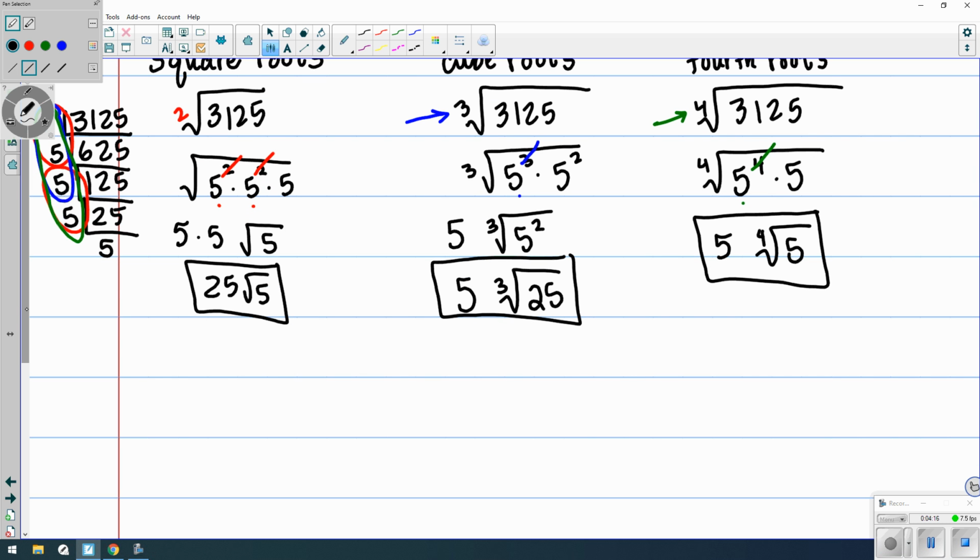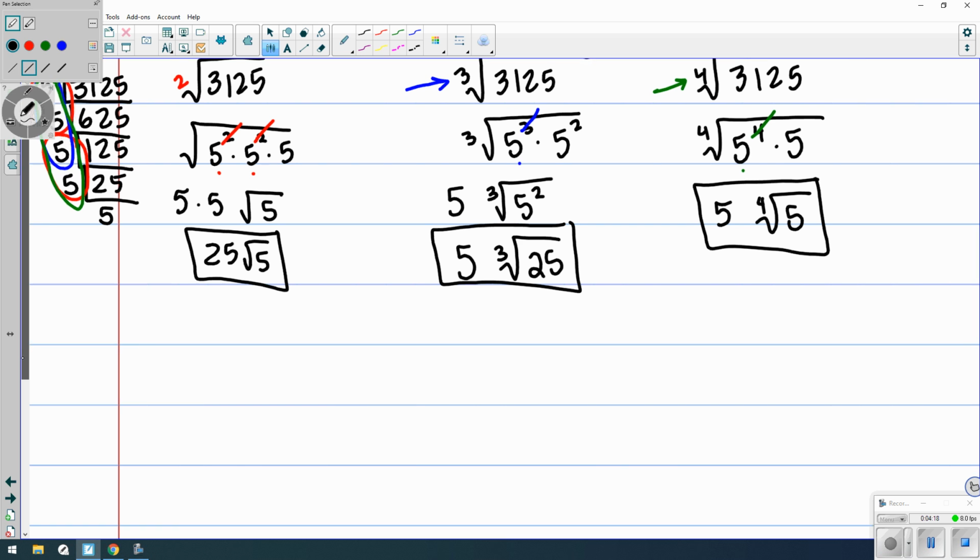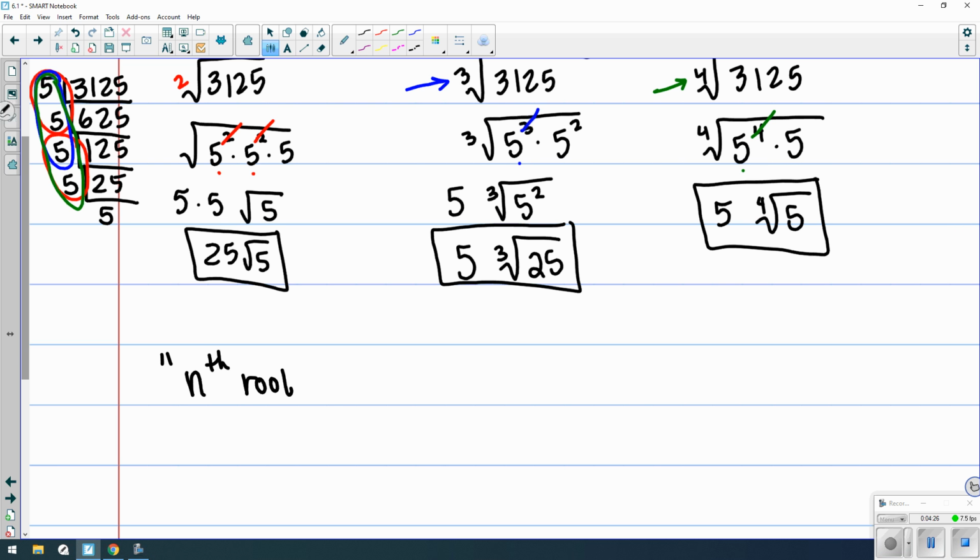All right, so let's talk about a property now. So the first property in this chapter is called the nth root of an nth power property. And this is kind of a big one, so make sure you have this written down.